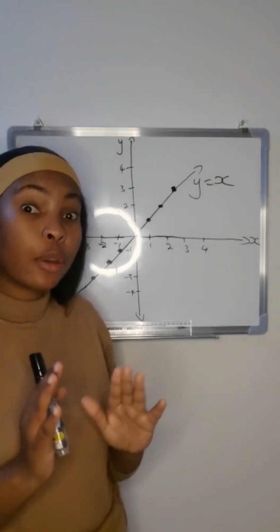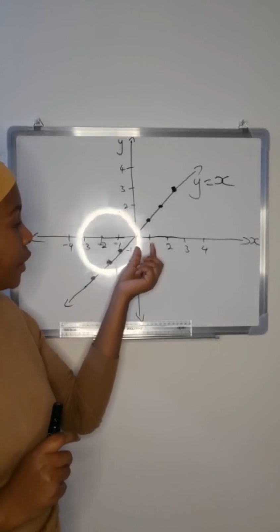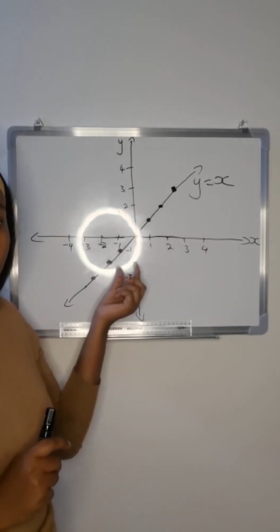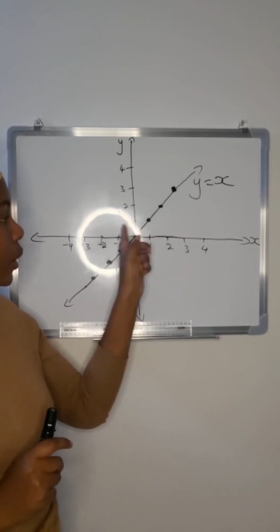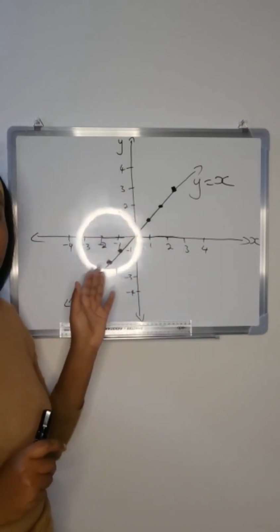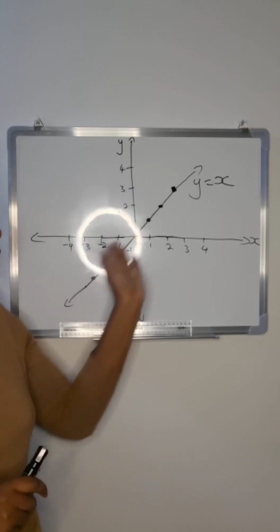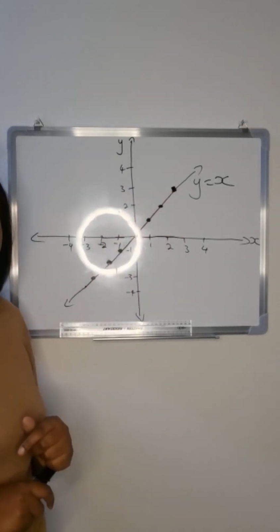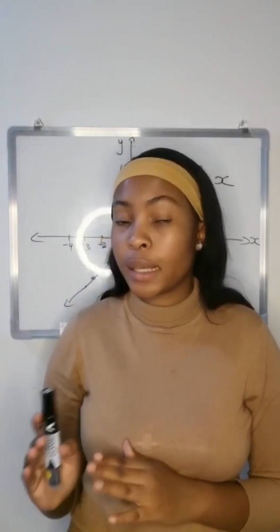For you to get an accurate straight line graph, please make sure that the spacing in between your labeling is the same. The spaces in between the labeling must be the same, and then you will get an accurate straight line graph. I like to call this straight line graph the mother graph of straight line graphs.